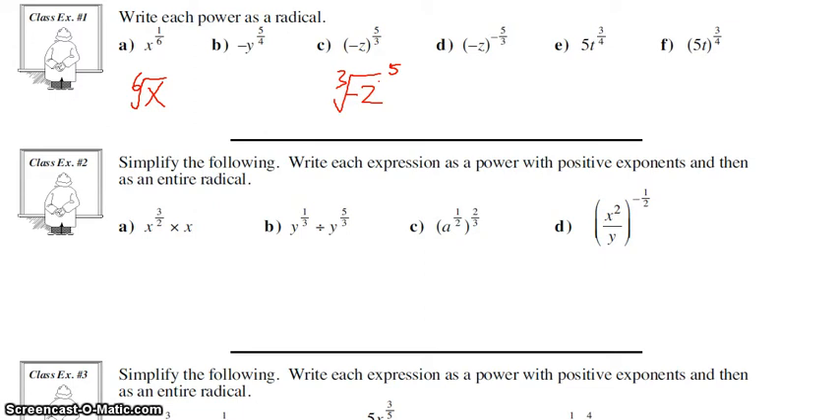And then for B, the difference is the negative is on the outside. You're only taking the fourth root of y and then you bring it to power 5. You can't take the fourth root of a negative number. So this negative is on the outside.